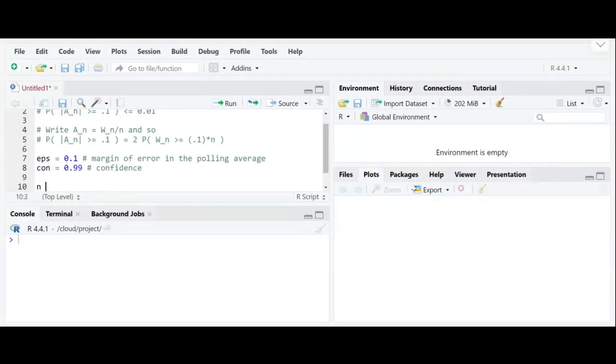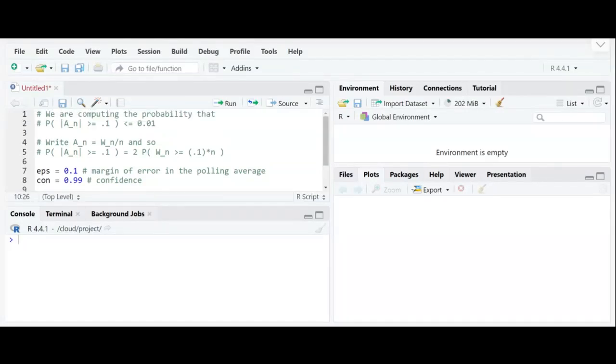And then how do we get the n? So n was equal to 1 divided by, so it was 1 minus the confidence. It was 1 divided by epsilon squared from Markov's inequality, and then we had to multiply it by 1 over 1 minus the confidence. So the complement of that is 0.01.